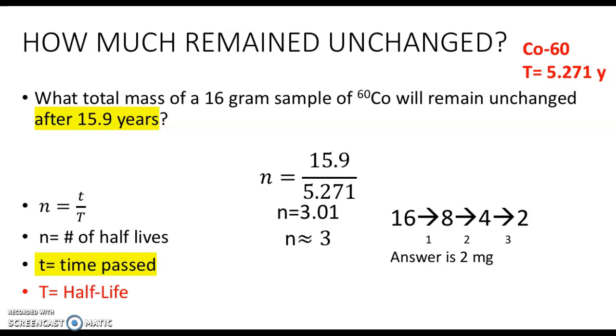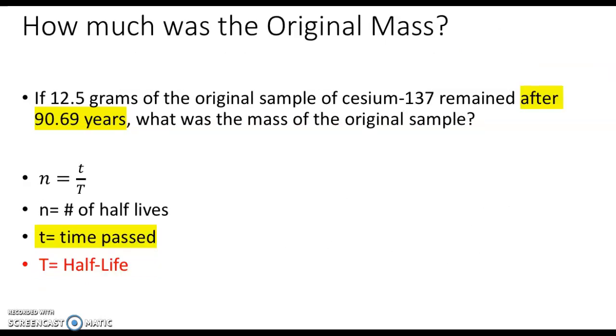Now let's go ahead. We're going to be dealing with how much was the original mass. Before, we found out how much we had left after the period of time. Now we want to know how much we started with. So the problem reads, if 12.5 grams of our original sample of cesium-137 remains after 90.69 years, what was the mass of the original sample?